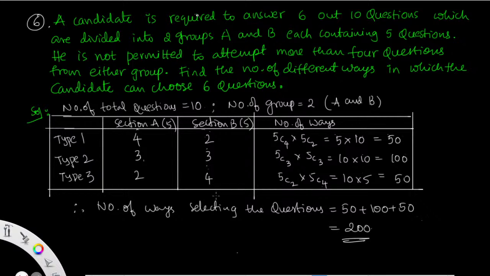Then you get here 5. So that is more than 4. So that is no way. That is, only 3 choices are there. From these 5 questions we are selecting 5C4 and 5C2, and this is 5C3 and 5C3, and this is 5C2 and this is 5C4. By calculating you can get 200 ways. This is question number 6.